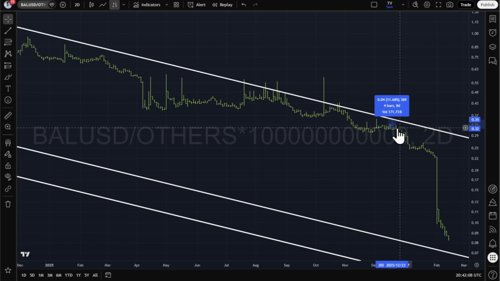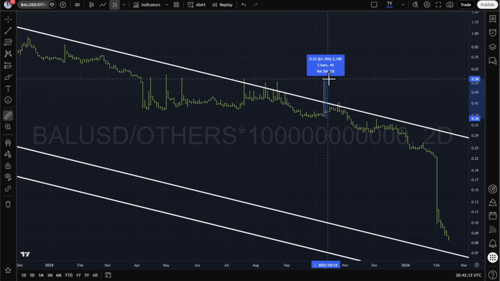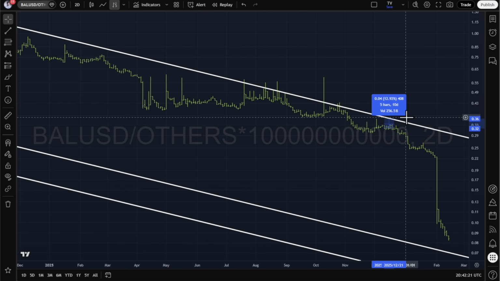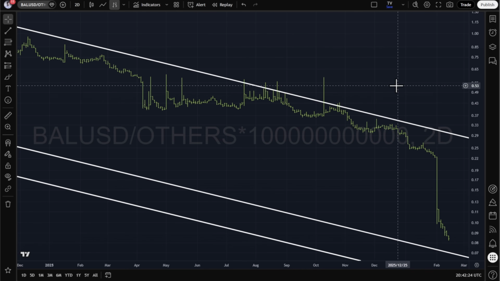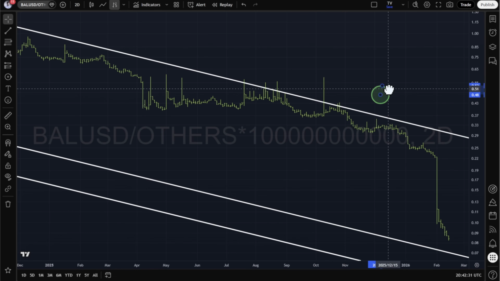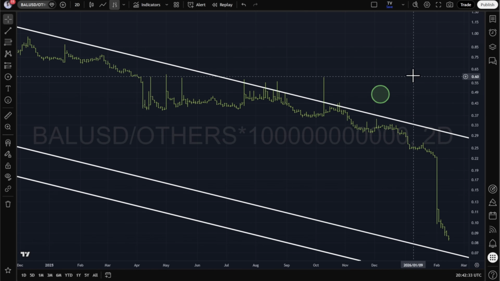But then, just as a potential entry, in case we do see another scam wick like this, in case we do see another short squeeze, besides just entering the stop loss here, we could also add a limit order to enter a short at price levels at around here. Okay, so maybe 30-40% above the current price level.